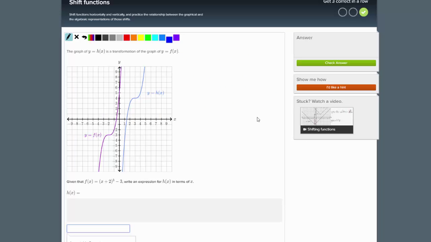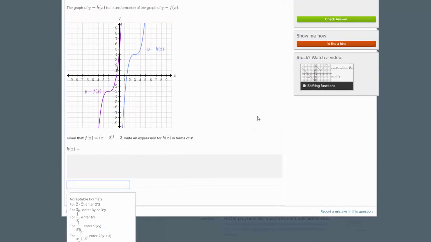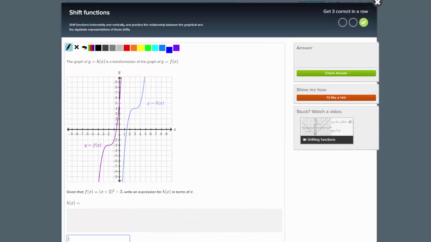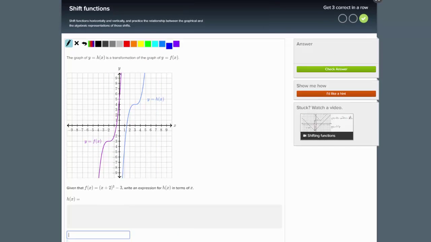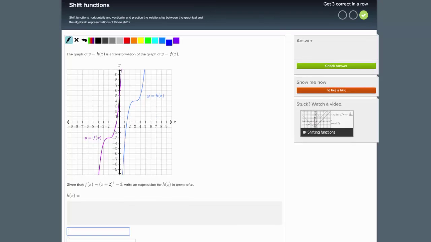Okay, on this one, write an expression for h of x in terms of x. So when it says in terms of x, that means, well, let's back up. This is a cubic function, right? Cubic function. It says that f, the purple line, is x plus 2 cubed minus 3.